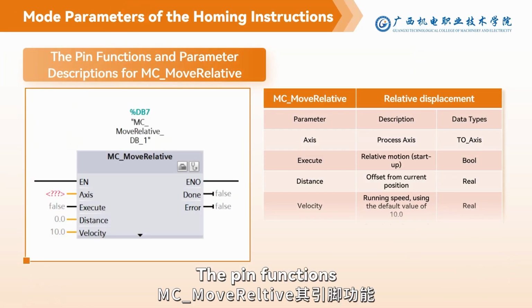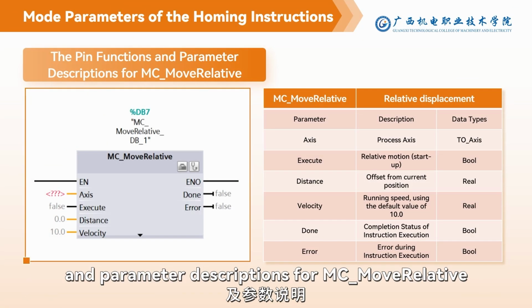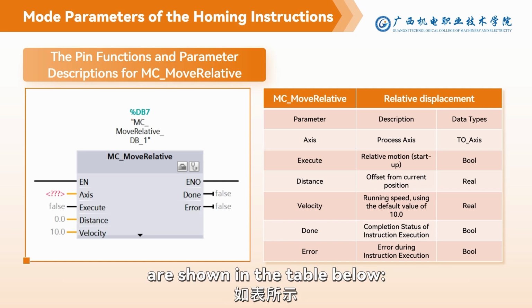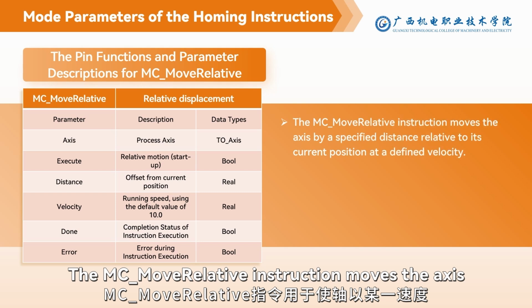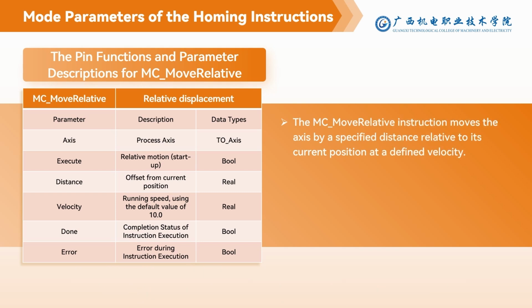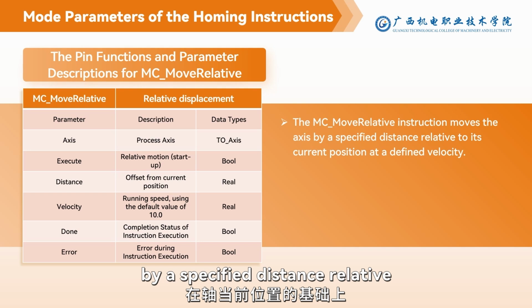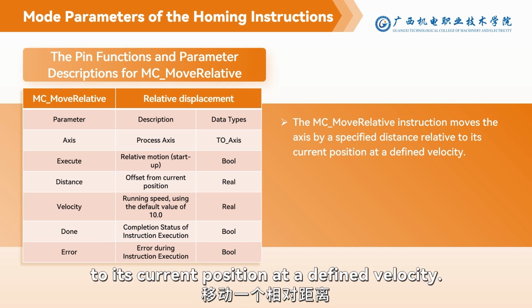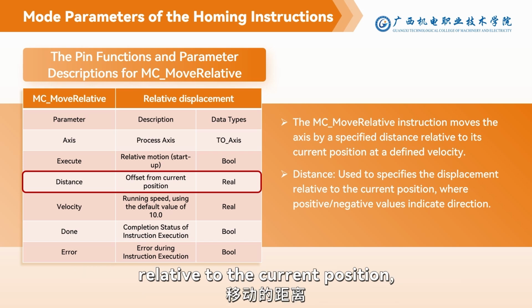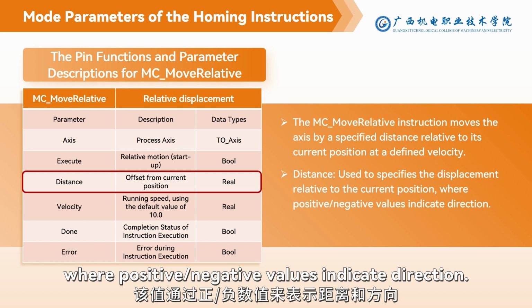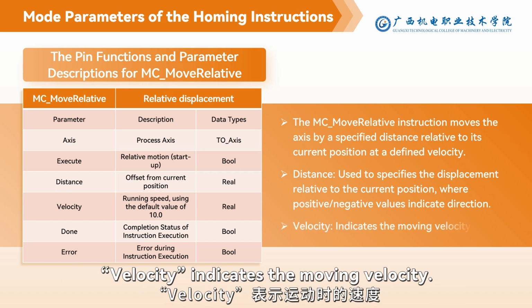The pin functions and the parameter descriptions for MC Move Relative are shown in the table below. The MC Move Relative instruction moves the axis by a specified distance relative to its current position at a defined velocity. Distance is used to specify the displacement relative to the current position, where positive and negative values indicate direction. Velocity indicates the moving velocity.